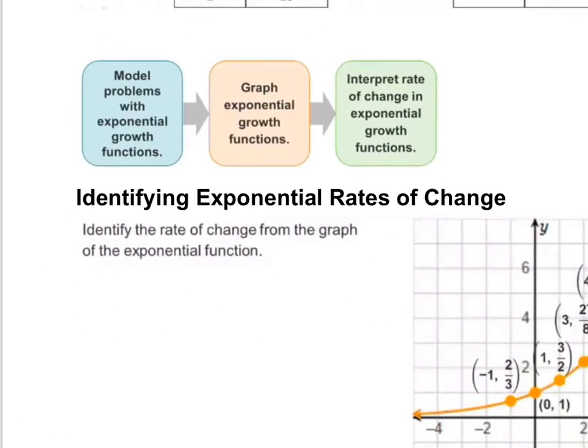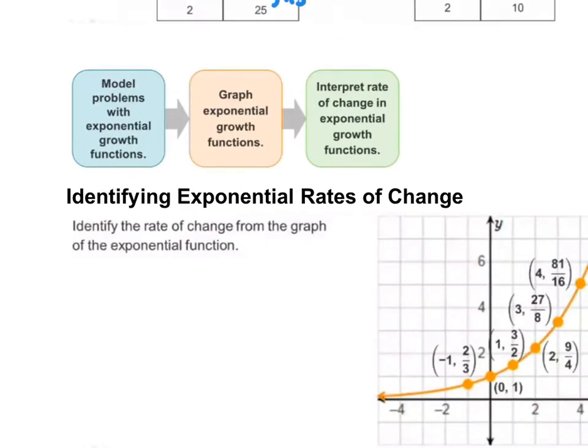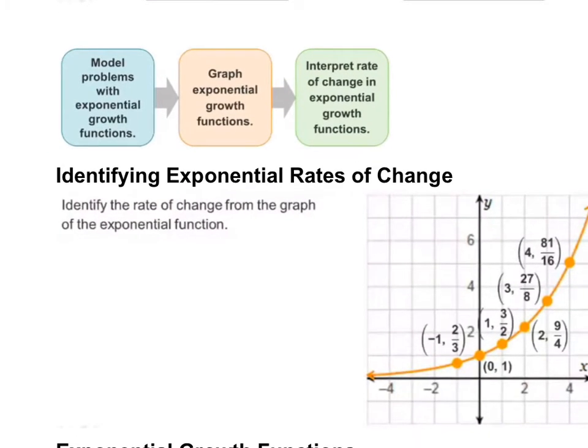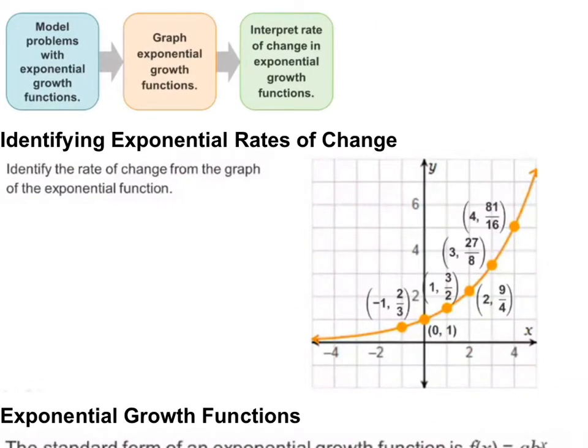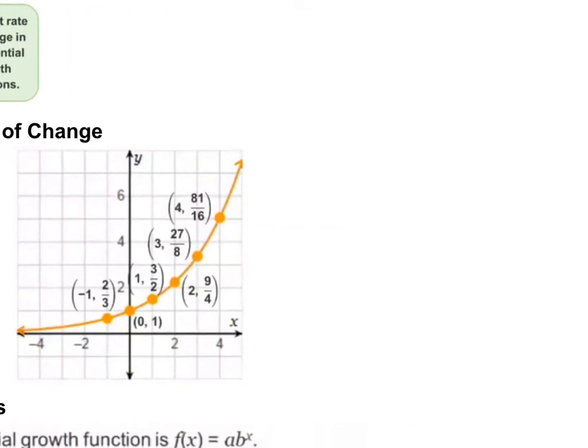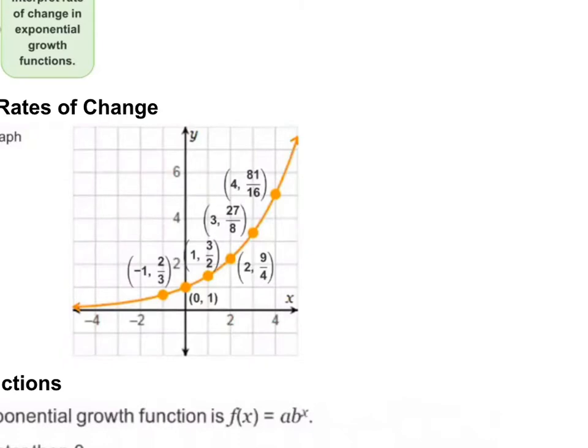All right, let's talk about identifying exponential rates of change. What we want to do is take a graph, or take points on that graph, and determine what exactly our rate of change is. Okay, so here's what we have. Let's make a table here, and I'm going to do a horizontal one. Here's my x value, here's my y value.